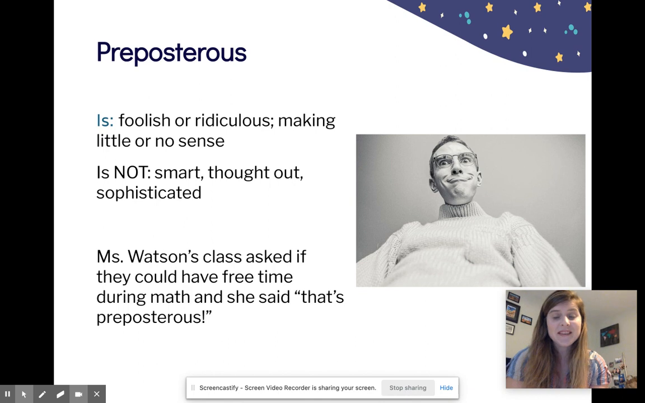So my sample sentence is Miss Watson's class asked if they could have free time during math, and she said, that's preposterous, right? Miss Watson's not just going to let you do whatever you want during math time. I don't know a universe where that would happen unless you earn something really special. So that's why I included this visual. If something is preposterous, I know I'm going to make that face, right? This is really crazy.